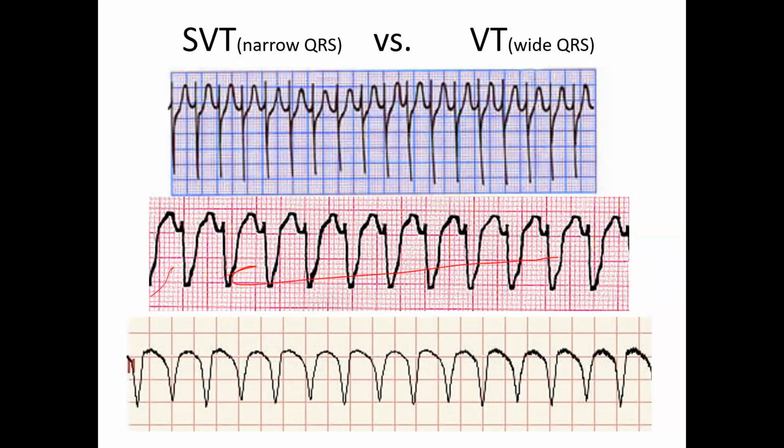This one's throwing me off, this drawing. But here's SVT on top, really close R waves, and they are normal QRSs, even though they look really narrow. So this is where the P wave is lost in the T wave, so it makes the T wave look bigger. It adds to the amplitude of the T wave because the P is inside of it.